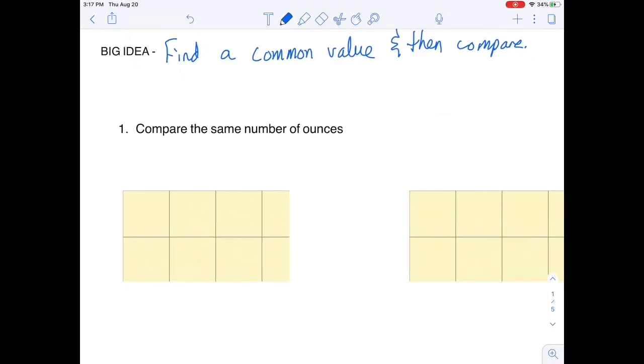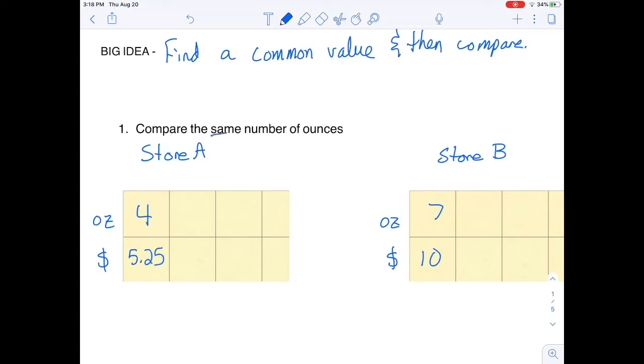So I need to set up 2 separate ratio tables because I have 2 separate rates. So I have store A and I have store B. In both cases, I'm going to be looking at ounces and dollars, and I fill in from the problem. 4 ounces for $5.25, 7 ounces for $10. I can pick the same number of ounces, so I want the same value in the second cell right here.